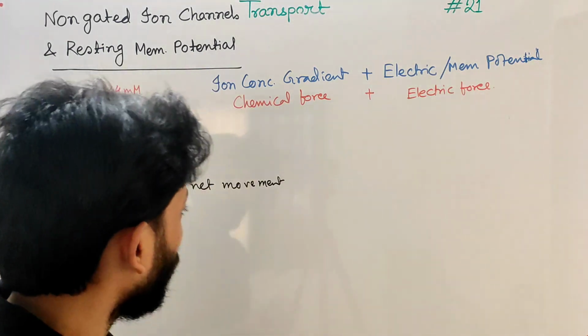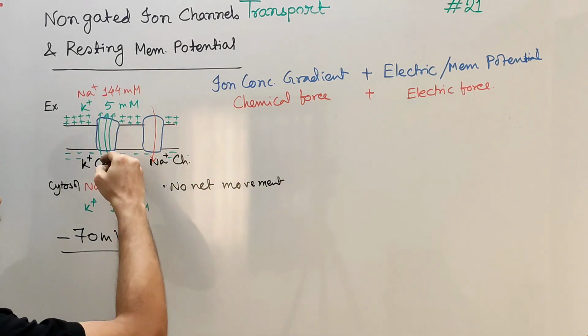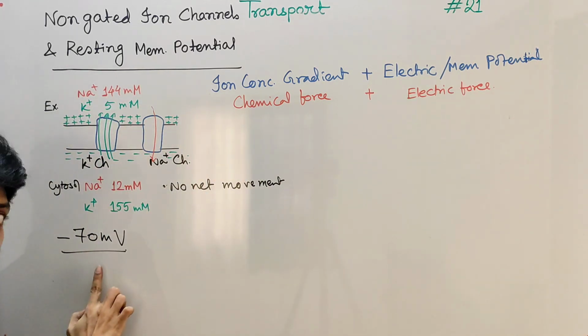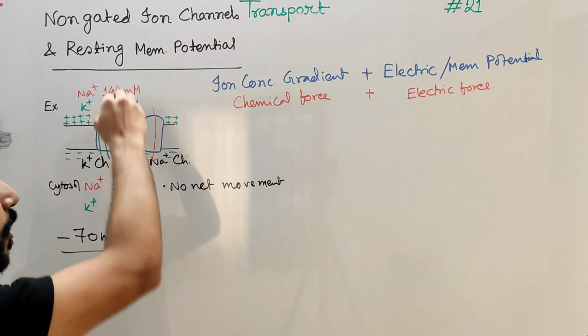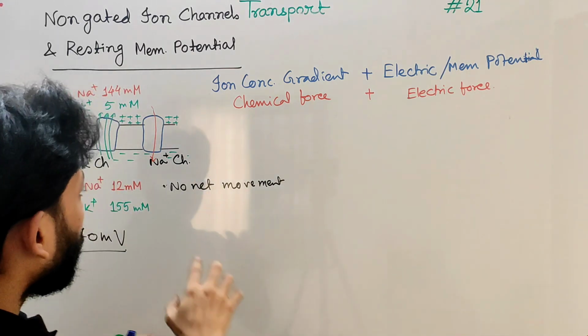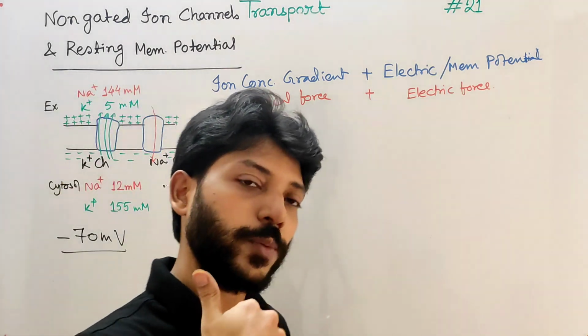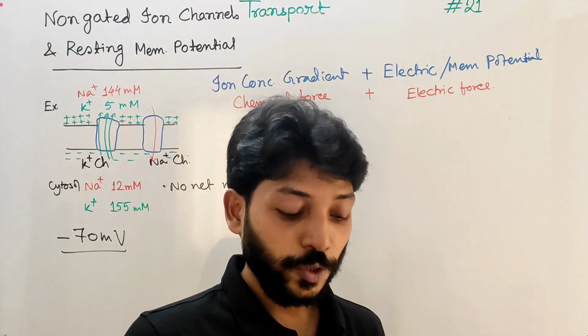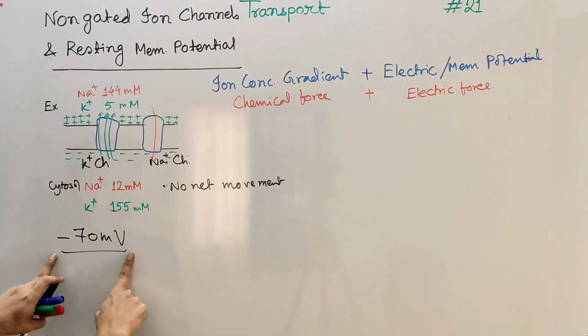Now no net movement doesn't mean there is no movement. No net movement means that at this membrane potential of minus 70 millivolt, if 100 potassium comes out, 100 potassium will come inside. The similar is true for sodium also. If 10 sodium comes in, 10 sodium will go out. That means by the movement of ions, there will be no further change in the membrane potential.